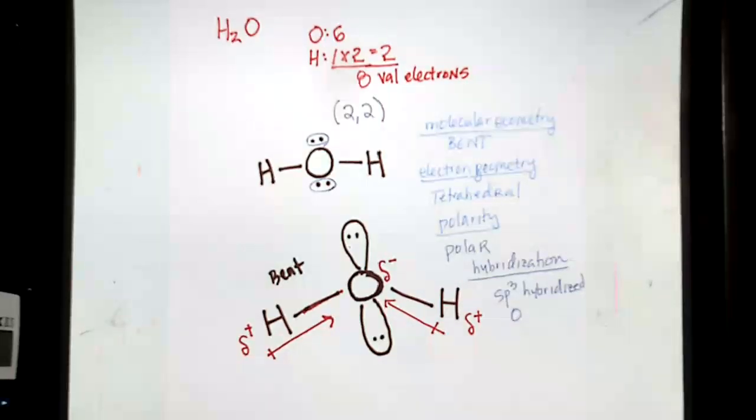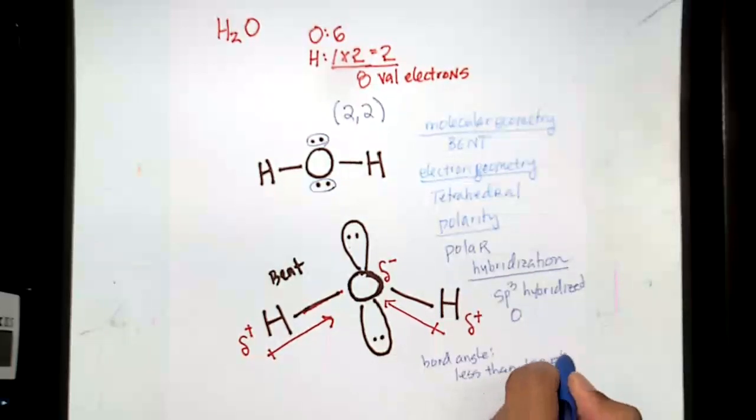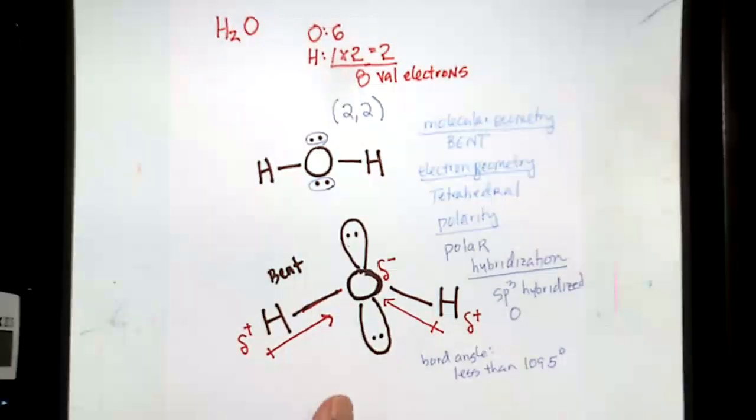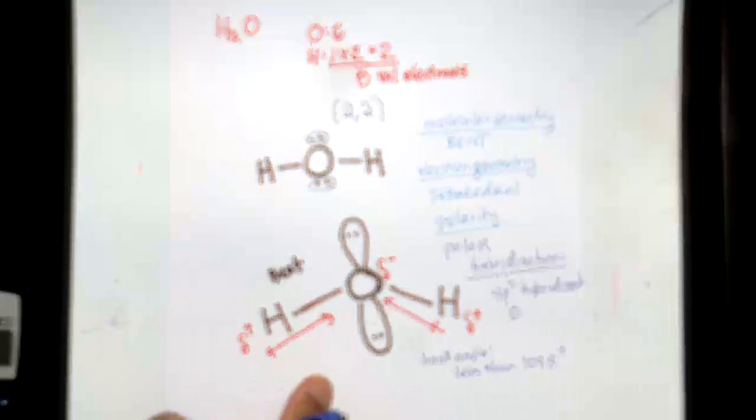What's the bond angle here? Okay, probably less than, I don't know what the bond angle is off the top of my head, but it's going to be less than 109.5. Why is it so less? Why is it so distorted? Once again, the lone pairs.